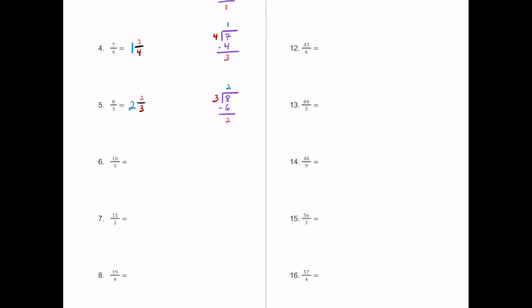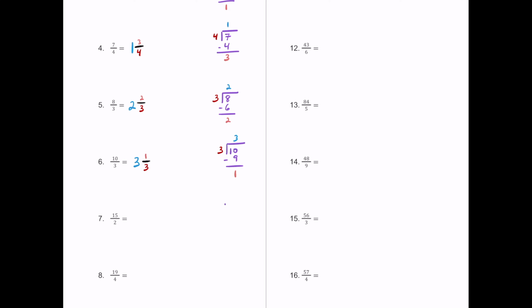For number 6, we have this 10/3, so let's put 10 on the inside, and we'll put the 3 on the outside. Now how many times does 3 fit into 10? So we have 3, 6, 9. So it's in 3 times, 3 times 3 is going to be 9, and we're going to subtract and get a remainder of 1. So 10/3 is the same thing as 3 wholes, and what's the fraction that's left over? We had a remainder of 1 over 3, same denominator as what we started with.